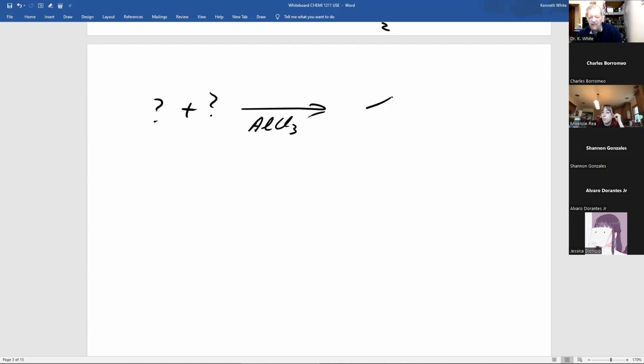there'll be 2 synthesis problems. What 2 compounds do I react with aluminum trichloride to make that molecule? Your turn. That'd be 4 points, 2 points each.